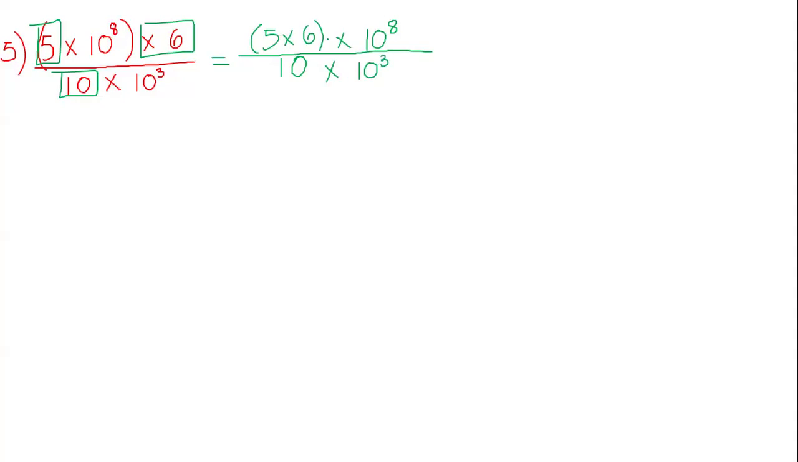What are we gonna do at this point? It's gonna be equal to, what is 5 times 6? That's 30, very good. 30 all over 10, multiplied by 10 to the power of 8 over 10 to the power of 3. Very good. What is 30 divided by 10? 30 divided by 10 is 3.